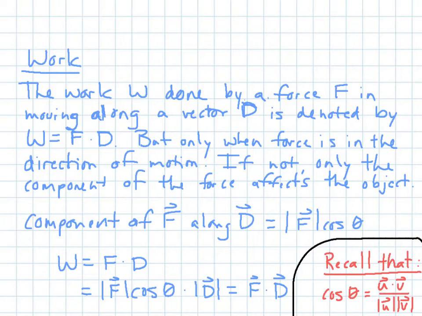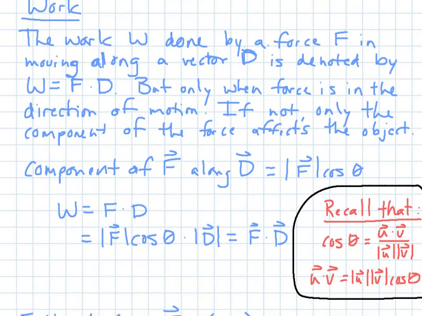So here you have a component of force, or vector F, along vector D. And so that was the other way we could have written it. Remember, it is the magnitude of the force vector times cosine theta.